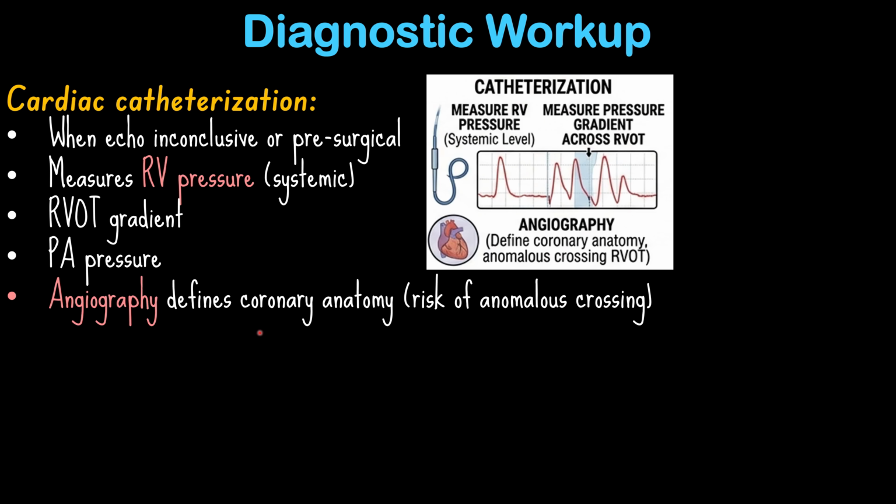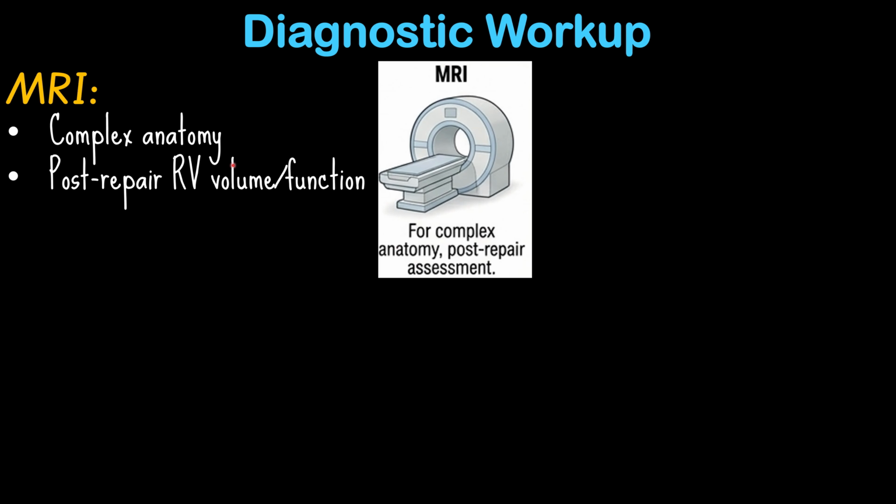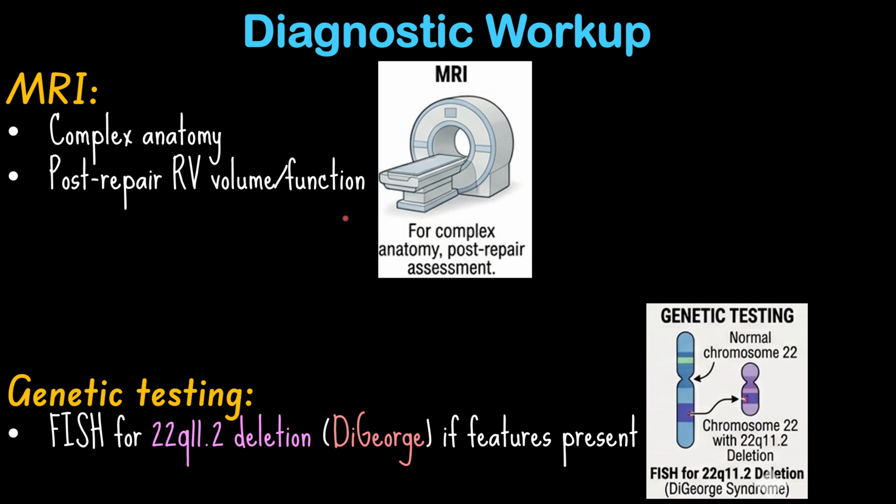Angiography defines the coronary artery anatomy because an anomalous coronary artery crossing the right ventricular outflow tract can complicate surgery. Magnetic resonance imaging may be used for complex anatomy or to assess right ventricular volume and function after repair. Genetic testing with fluorescence in situ hybridization for the 22q11.2 deletion.